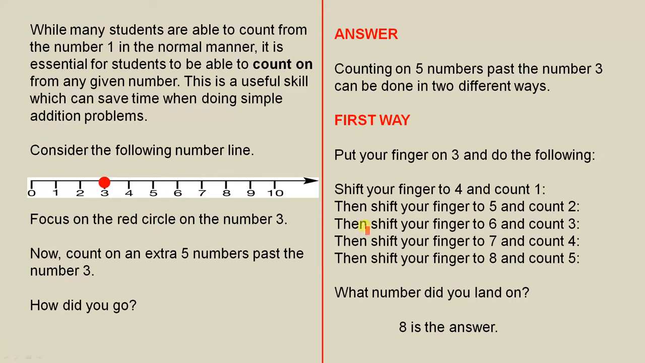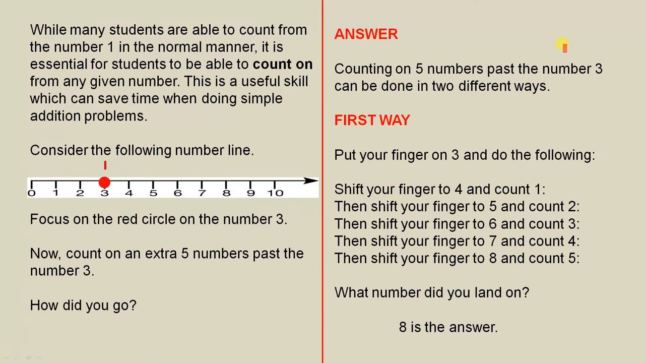Consider the following number line. Focus on the red circle on the number 3. So there's the red circle there. Now count on an extra 5 numbers past the number 3. How did you go? So here's the number 3, that's where we've started. We're going to count on an extra 5 numbers in that direction. Let's have a look at one possible way we can do this.